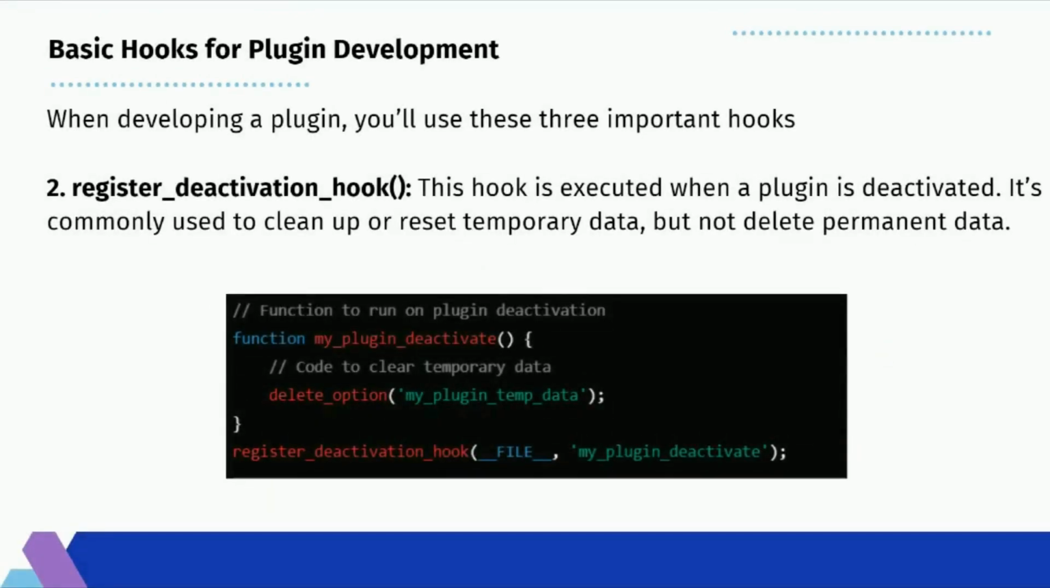Next, number two, register_deactivation_hook. This hook is executed when a plugin is deactivated. It's commonly used to clean up or reset temporary data but not delete permanent data. So you can see on the image attached, function to run on plugin deactivation. That's the code for the function to run on deactivation.